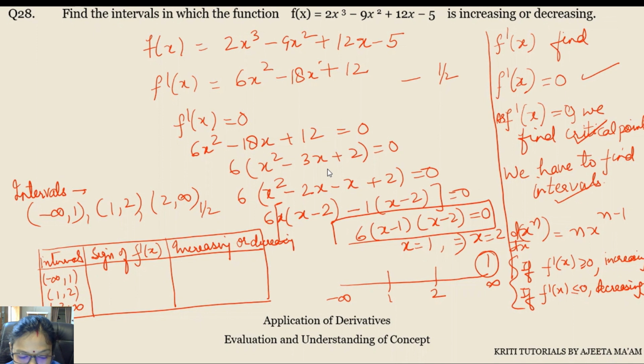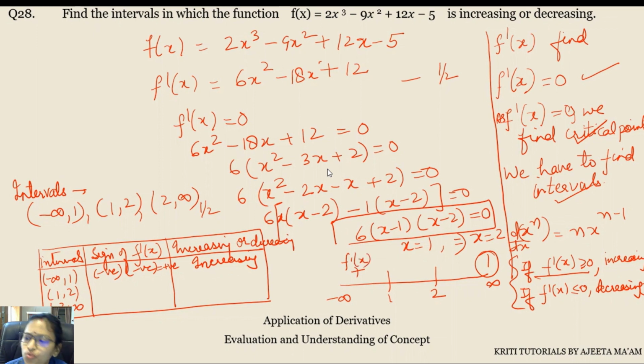Correct. Try to do it. So 0 minus 1 is what? Negative. 0 minus 2 is what? Negative. And two negatives will become what? Positive. And if f dash x is greater than 0, then the function is increasing. So here the interval in which the function is increasing is the first interval, right? In this interval, f dash x is positive.